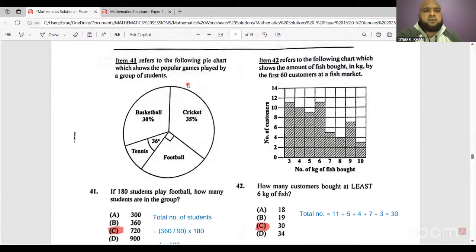41. That referred to the following pie chart, which shows the popular games played by a group of students. You see it here. If 180 students play football, how many students are in the group? Football is 90 degrees. That means a quarter of the circle represents football. A quarter represents 180. What will be my total?